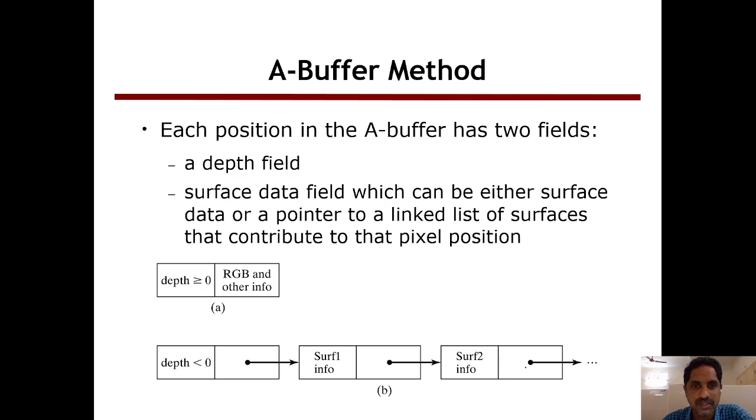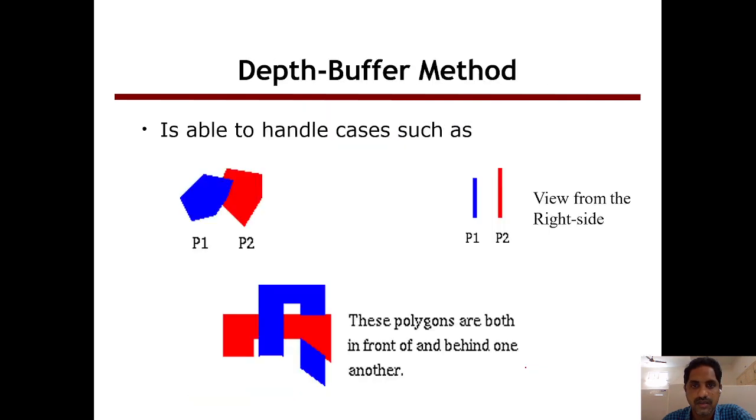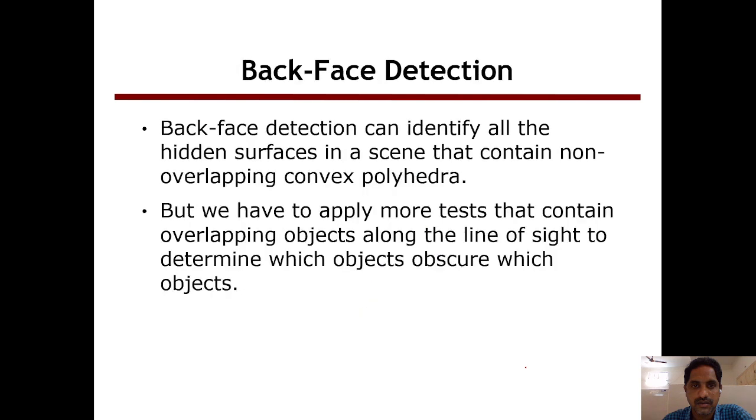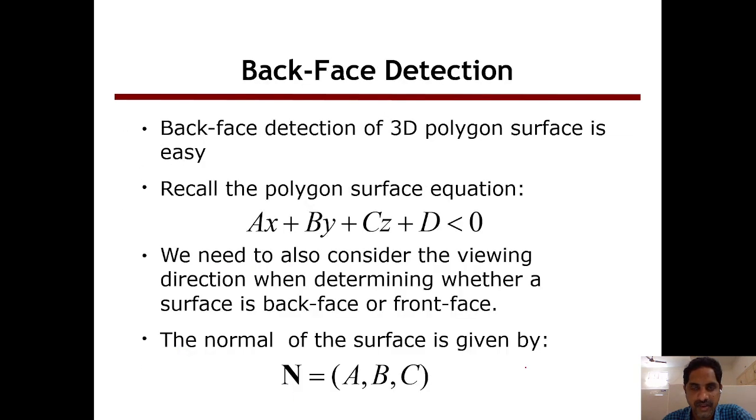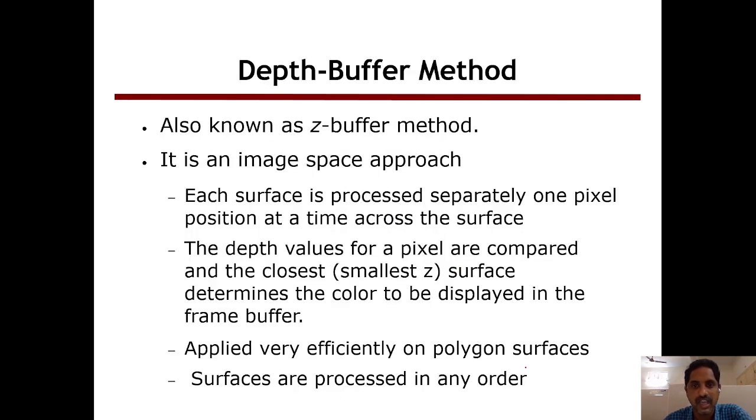Okay, these are the two methods of visible surface detection. The first one is the backface detection and the other one is the depth or Z buffer method or G buffer method. Backface detection is an object-based method and depth buffer is the image space approach. In the image space approach, we can find the projection of the images.